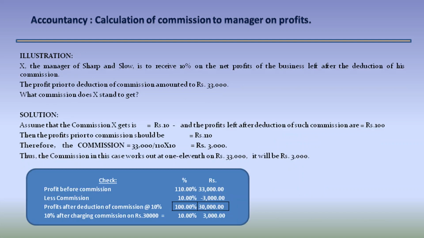Let us check our answer by the following example. Profit before commission at 110% is 33,000. Less commission at 10% is 3,000. Profits after deduction of commission is 30,000, which is equal to 100%. 10% after charging commission on 30,000 is equal to 10%, 3,000 rupees.